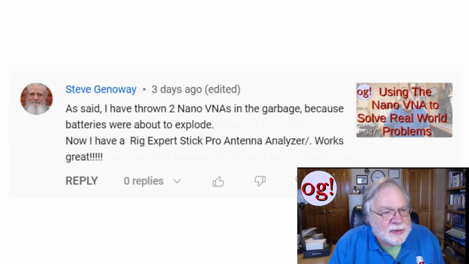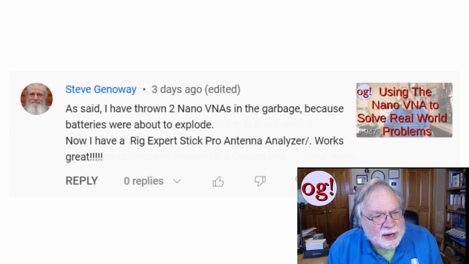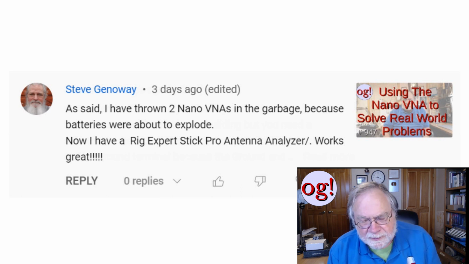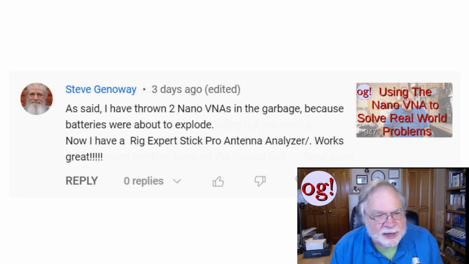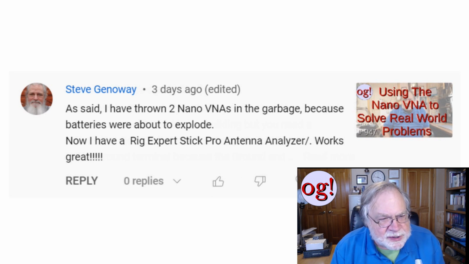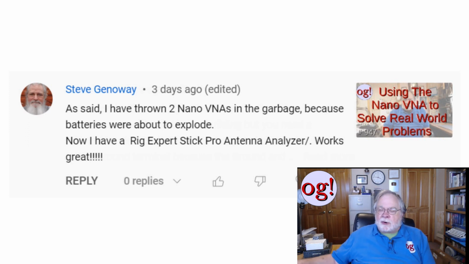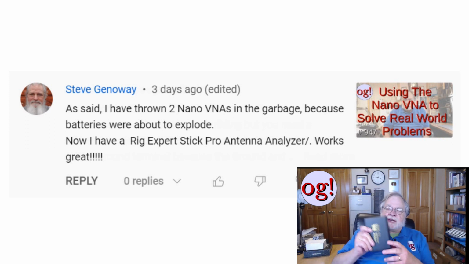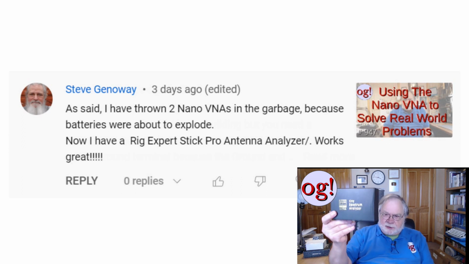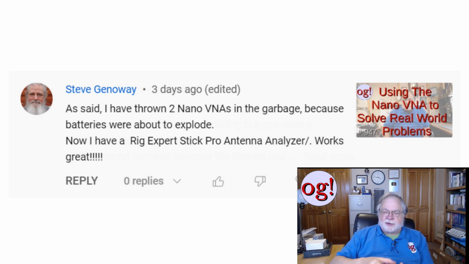Steve Genoway says, I've thrown 2 Nano VNAs in the garbage because batteries were about to explode. They run off of little lithium batteries. Now I have a Rig Expert Stick Pro antenna analyzer, works great. They do. I have a Rig Expert also. This is the tiny spectrum analyzer. You can get a Nano VNA in a similar box, but only from one source.